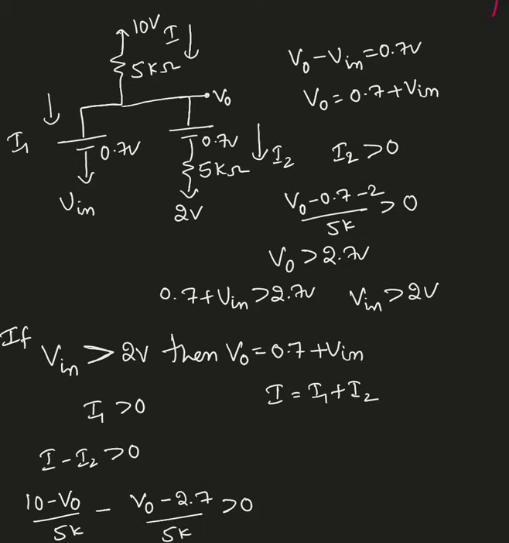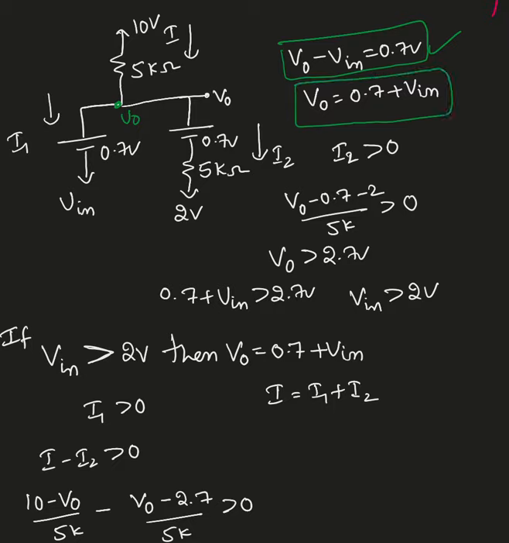So I found that V0, so based on this, here is my V0. V0 minus Vn must be 0.7 volts. That's the same equation we used in the previous case. So V0 must be 0.7 plus Vn. So I found the V0 value.